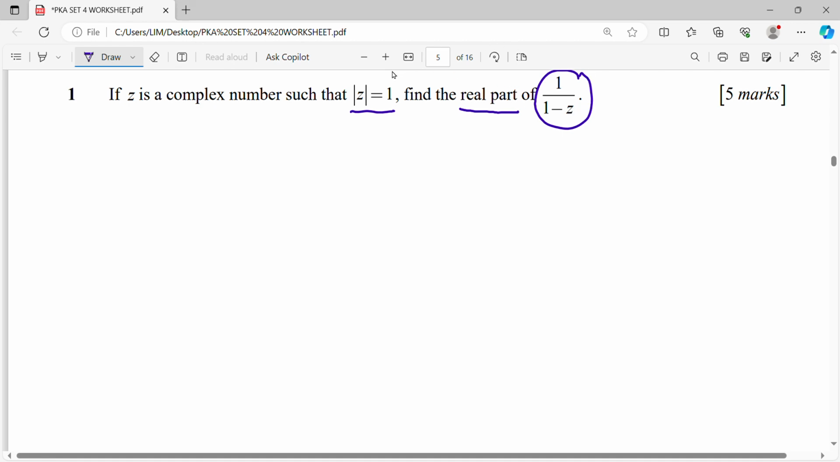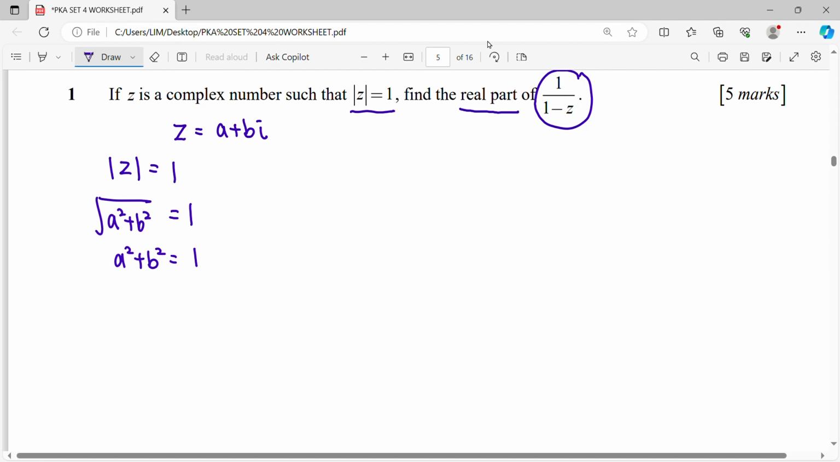So let's write our complex number in standard form, or Cartesian form, as we call it. It will be a plus bi. What we need to find is the real part of this division. It's not the real part of a, it's the real part of this division. For the first piece of information, when you say modulus of Z equals 1, indirectly they are telling you the square root of a square plus b square equals 1, and a square plus b square equals 1 square, which is 1. This is the information that we might use later.